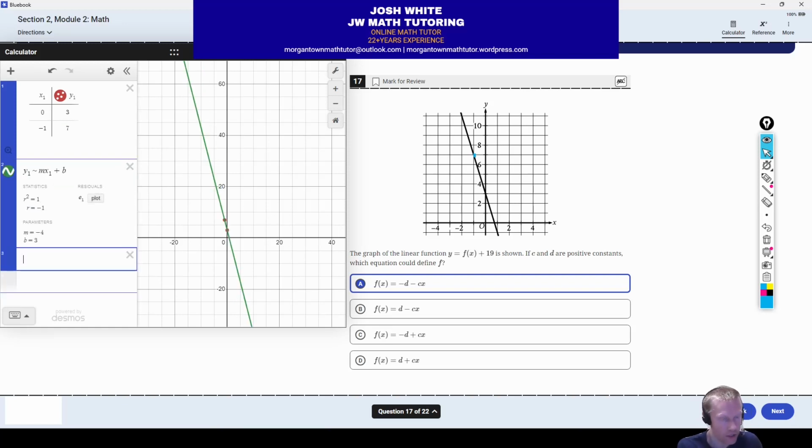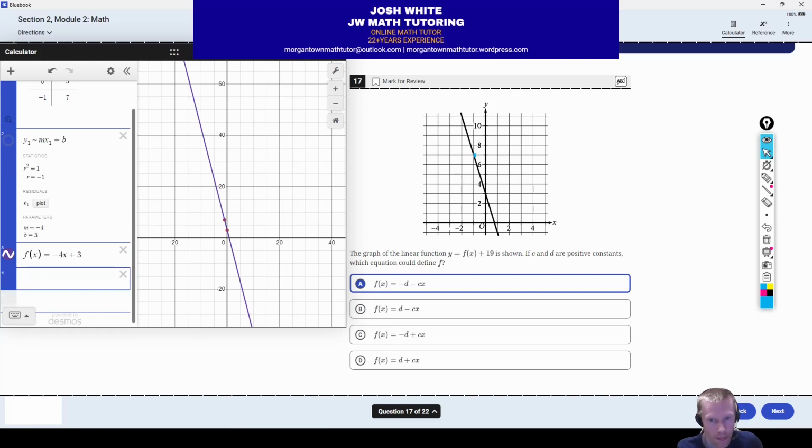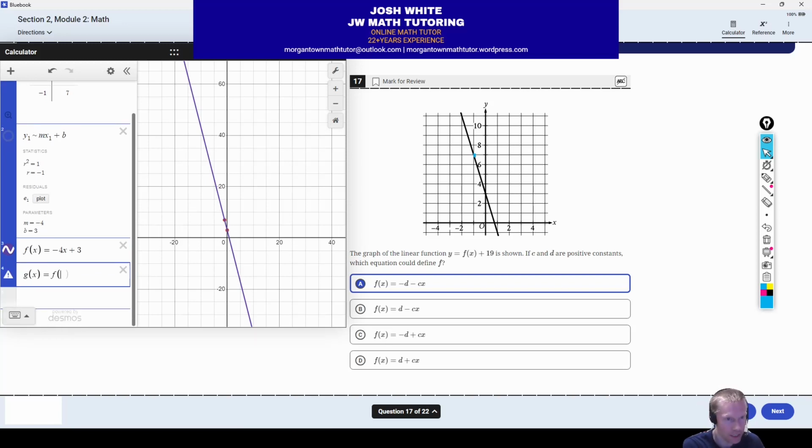All right, so this is the equation of our given line. So I'm just going to define that as f of x. Okay, get rid of this. So now all I need to do is basically take that and shift it down 19 units. So I'll do a vertical translation down 19 units. So here's my new line.